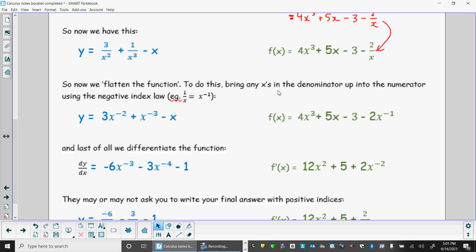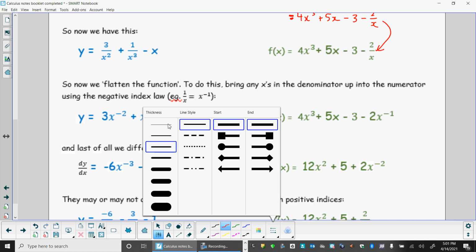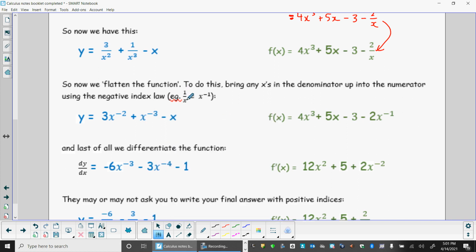To do this, bring any x's in the denominator up into the numerator by simply using the negative exponent law. Remember, 1 over x is like 1 over x to the 1, so you might want to put an invisible 1 there. What you do is you bring the x up and you make the exponent negative. For example, 3 over x squared is the same thing as 3x to the minus 2. So you bring the x up and make the exponent negative.